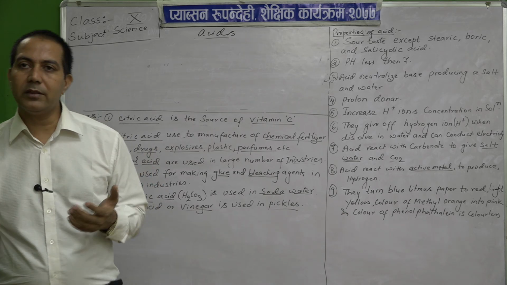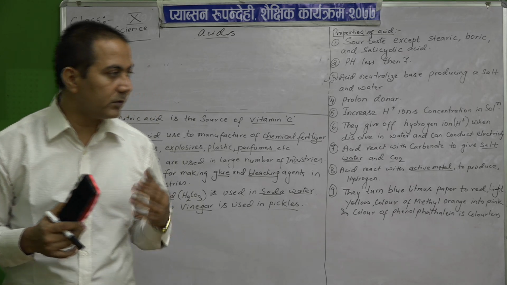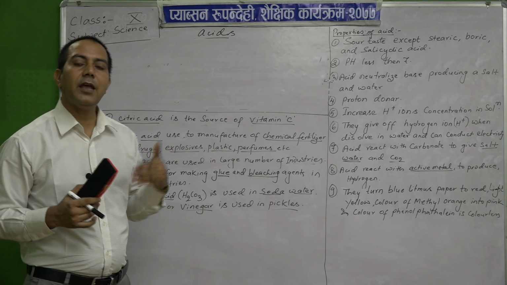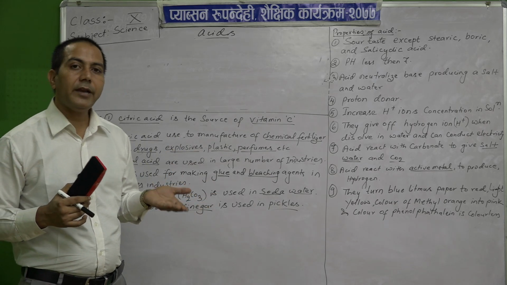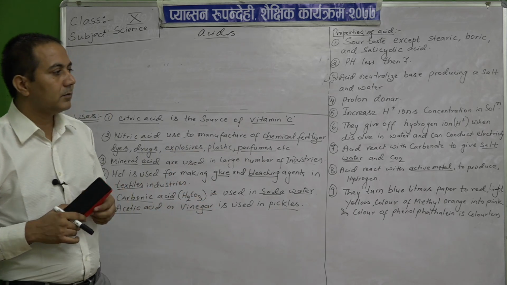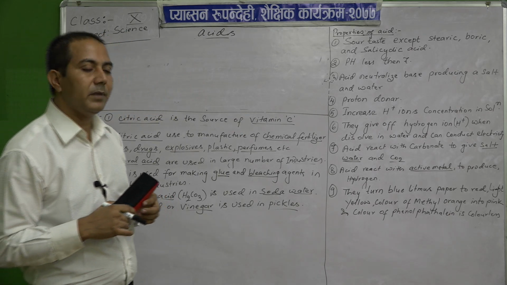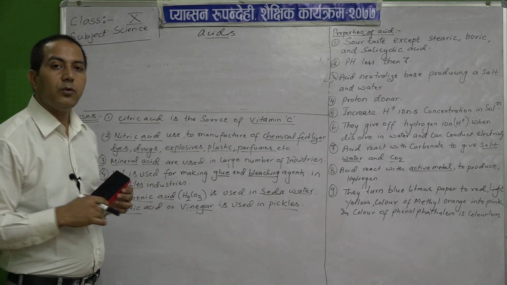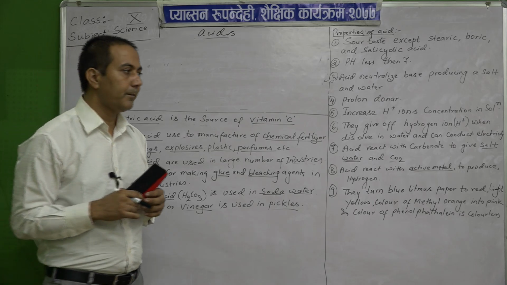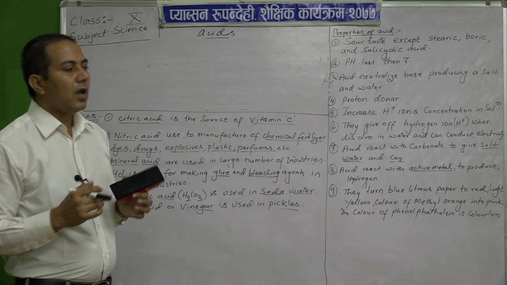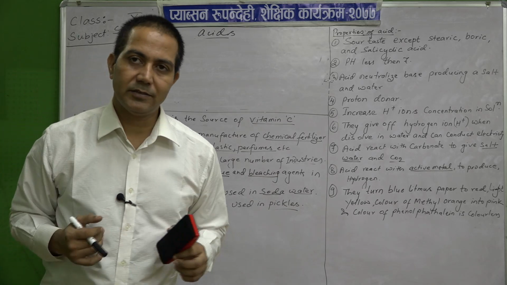we can test with the blue litmus paper, which when it touches the acids or is poured in acids, will turn red in color. And another way is by using methyl orange. When acid is dropped in methyl orange, the color will change into pink. So, these are some of the properties of the acid. So, now what are the uses of acids?